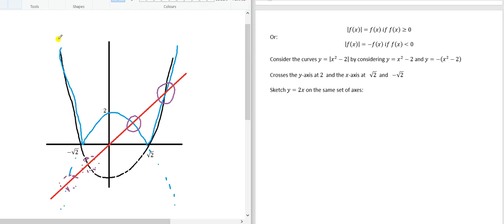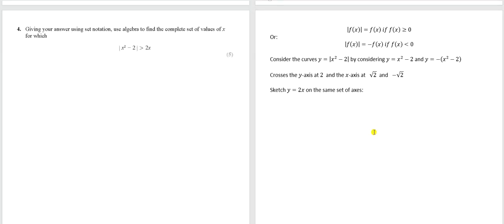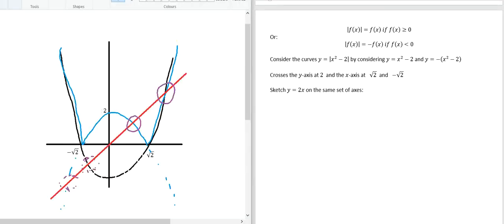The modulus function is the same as the positive quadratic whenever x is not between root 2 and minus root 2, and it resembles the negative quadratic whenever x is between root 2 and minus root 2. So we need to make use of that idea. Include this diagram.